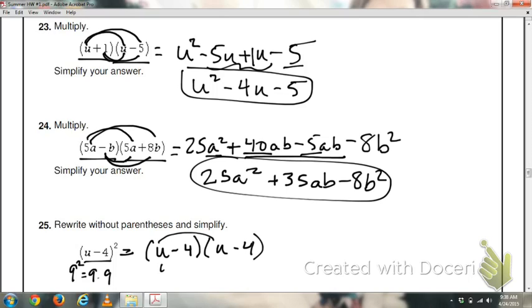So u times u is u squared, u times negative 4 is negative 4u, then another negative 4u for the inner terms, and then negative 4 times negative 4 is positive 16. So I have u squared minus 8u plus 16 as my final answer there.